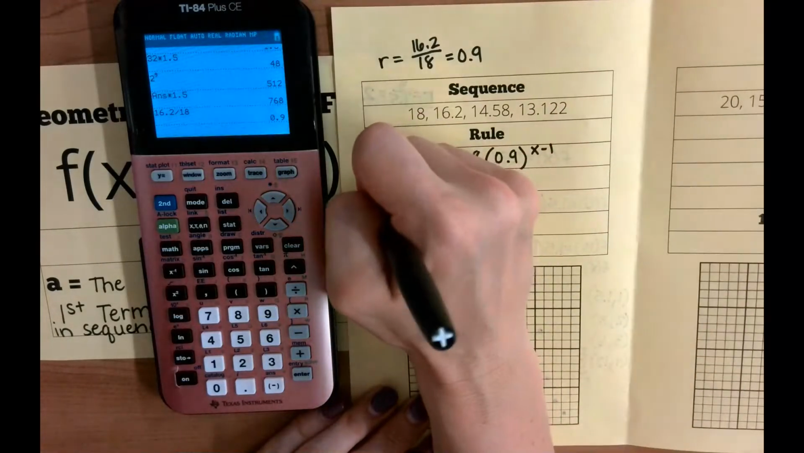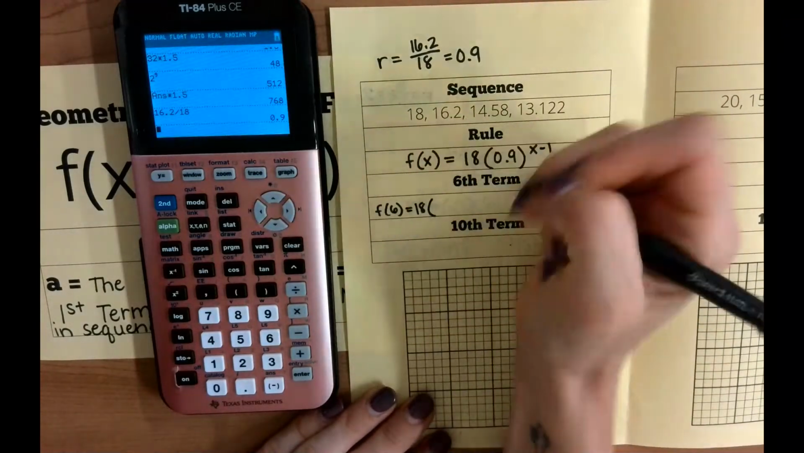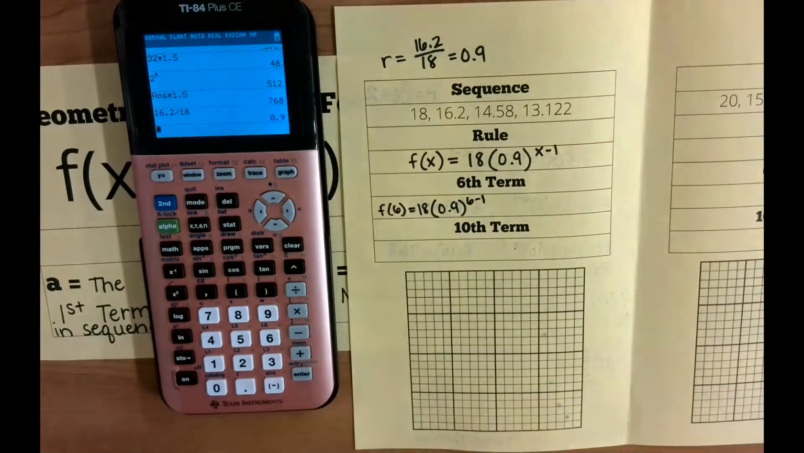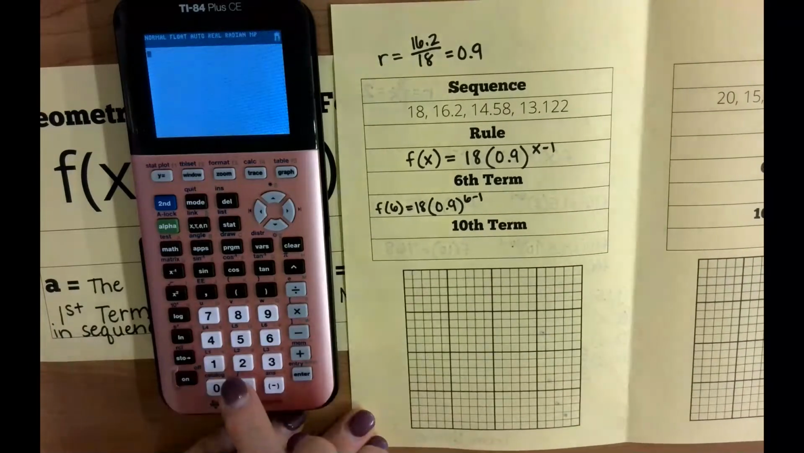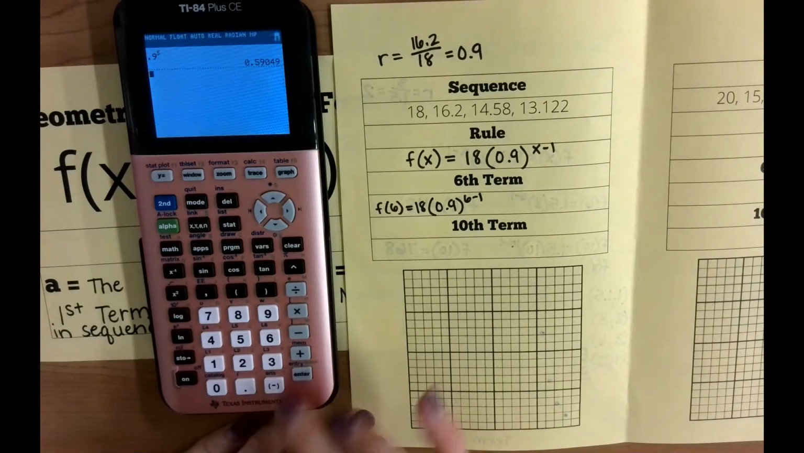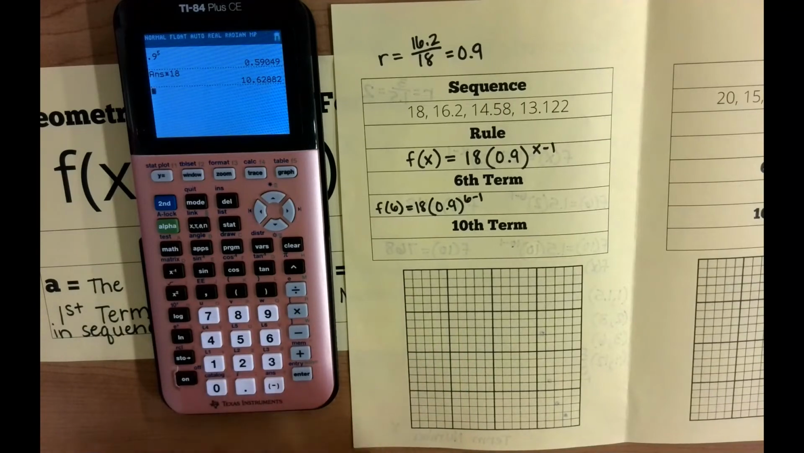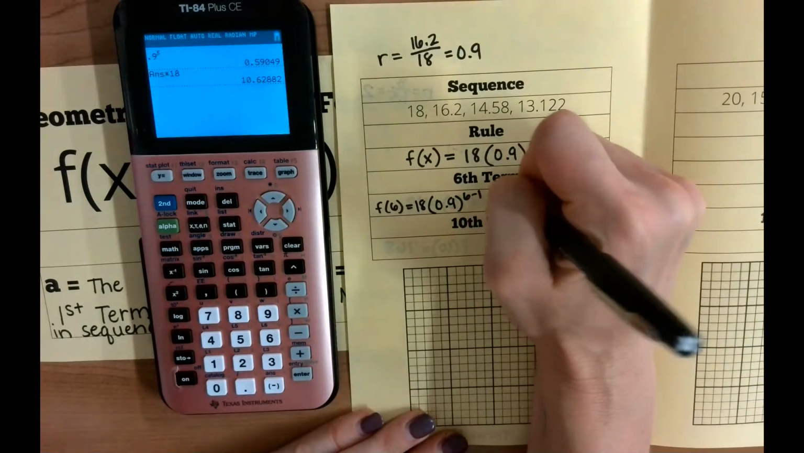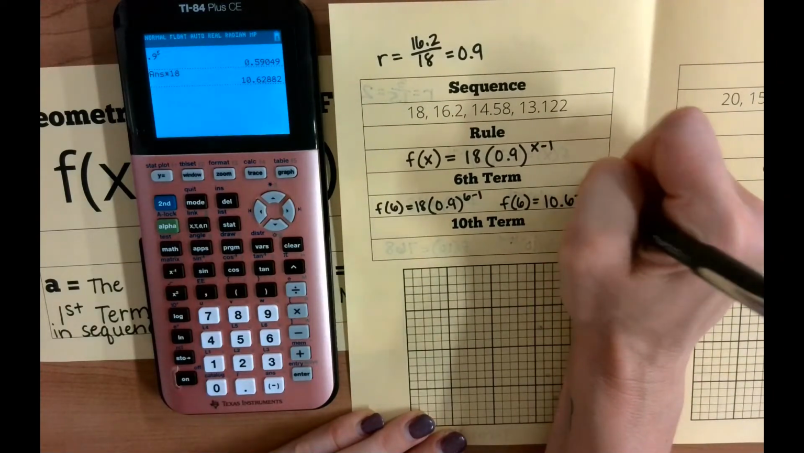All right, let's find the sixth term. So let's substitute x equals 6. Again, simplify your exponent first. 6 minus 1 is 5, so I would do 0.9 to the 5th power, and then multiply it by the first term, 18. And then for this one, we do have a decimal. So f of 6 equals 10.62882.